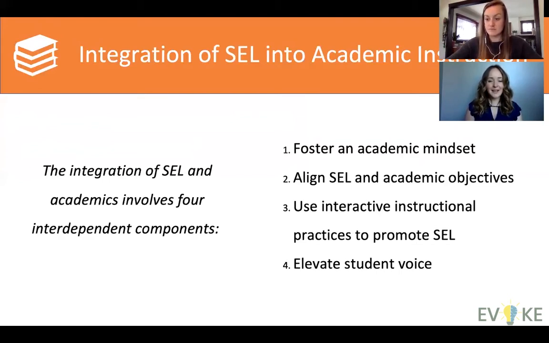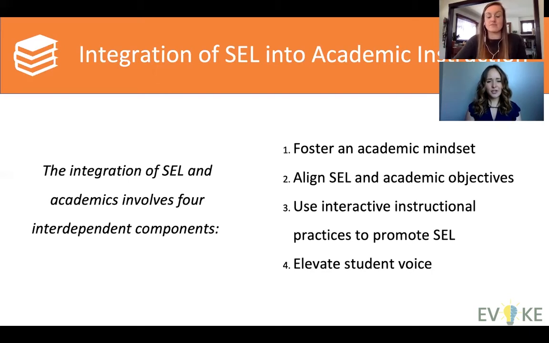And then align SEL and academic objectives. Again, this is just looking at your lesson plans, seeing what you already have to teach, and then finding ways to embed SEL content within there. And so it's not adding a whole lot to what you're doing. You're just tweaking what you already are teaching the students.